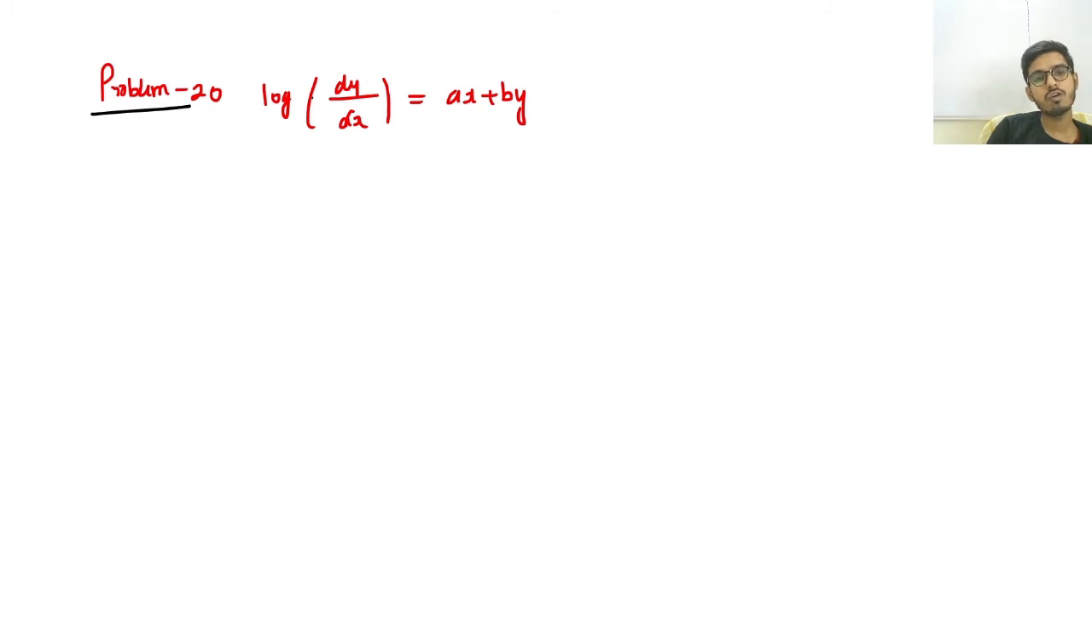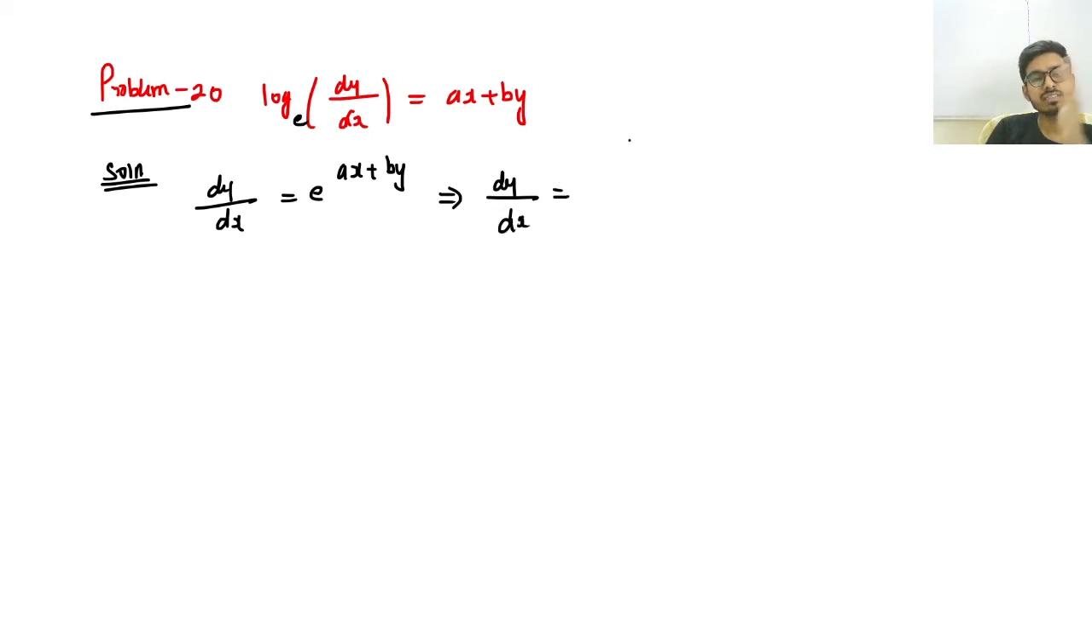So we'll move on to problem number 20. Log of dy by dx is equal to ax plus by, right? So here there is no base mentioned, so you take that as e. So you just raise e on both sides. That means my dy by dx will be e power ax plus by, right? So you just have to separate dy by dx now: dy and y terms to one side, dx and x terms to the other side. This is same as e power ax into e power by.